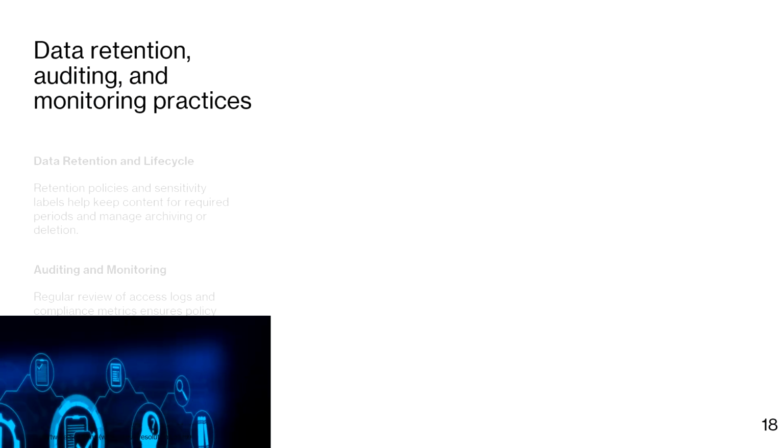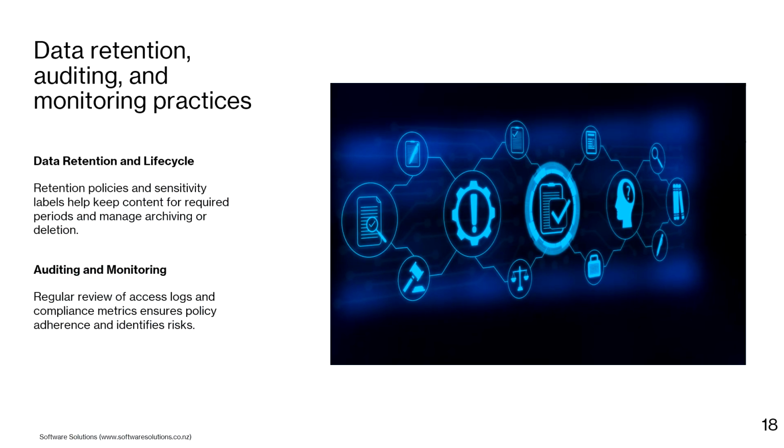Data retention and lifecycle: implementing retention policies and sensitivity labels to ensure content is kept for the required duration and then appropriately archived or deleted. This helps mitigate the risk of data sprawl. Auditing and monitoring: regularly reviewing usage, access logs, and compliance metrics to identify risks and ensure policy adherence.